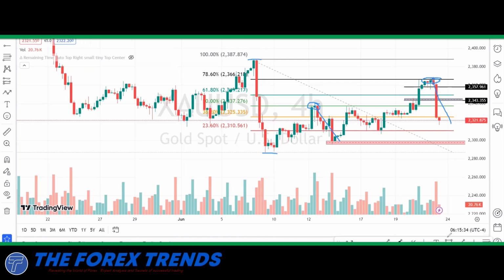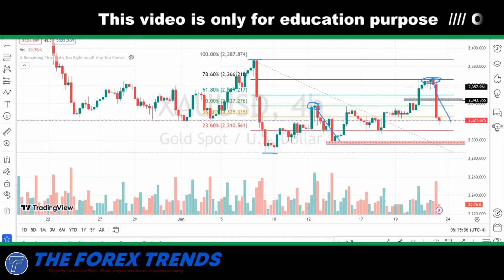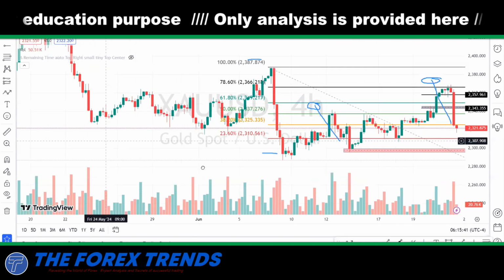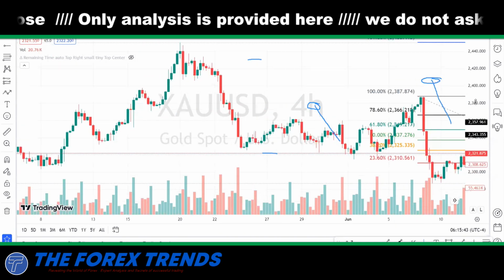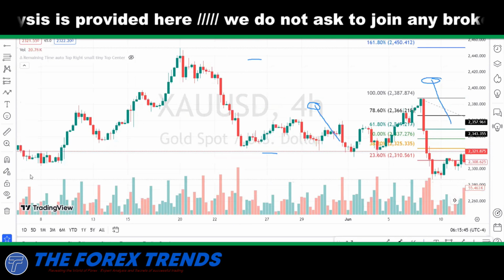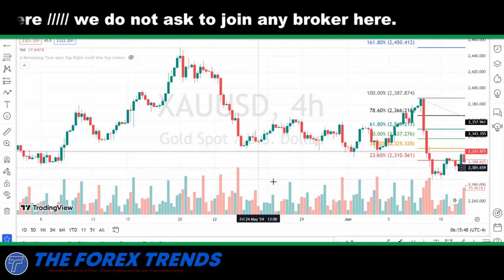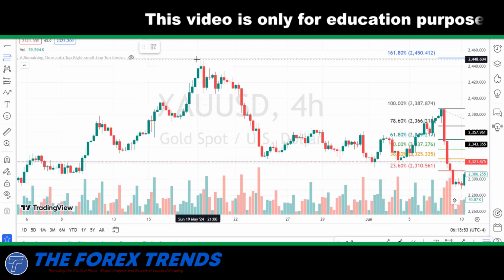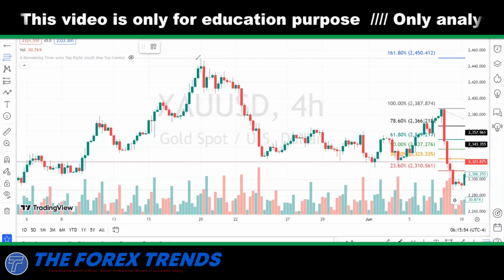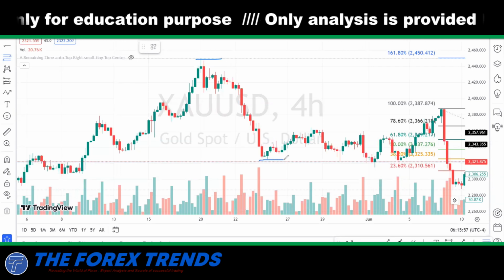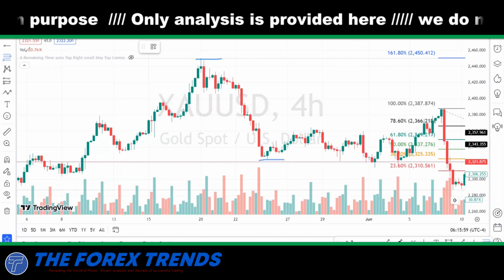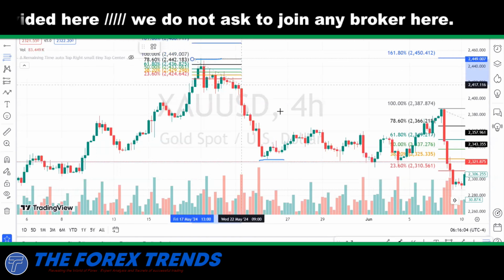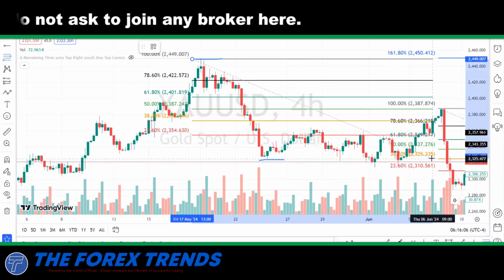Look, let me show you another example. For another impulse, look, this is another impulse. Let me delete all things. Okay, this is another impulse. Let me plot the Fibo from the starting point. You know, this is the starting point and this is the ending point of the entire swing. So we'll plot Fibo from the starting point of the swing to the ending point of the swing.